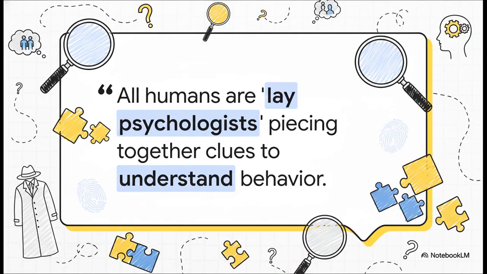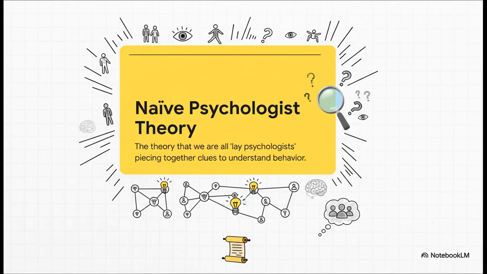But there's another powerful force keeping us glued to our screens. As the psychologist Fritz Heider once said, we're all basically amateur detectives. We're wired with this deep, deep need to understand why people do the things they do. And this is known as the naive psychologist theory. It's this idea that deep down, we're all trying to figure each other out.